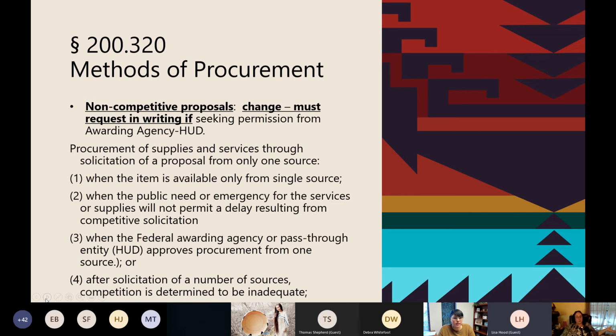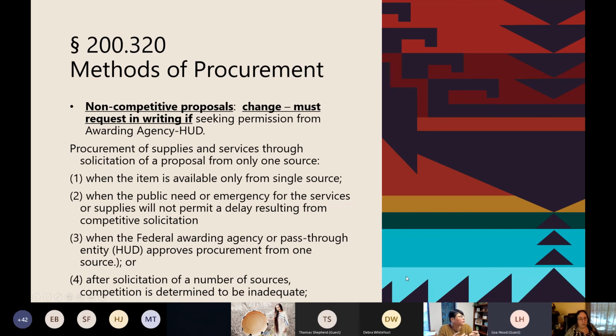When the public need or an emergency for the services or supplies will not permit a delay resulting from competitive solicitation. If my furnace goes down in the housing office in this type of temperature, I don't have time to put something out for 14 days. I would lose the water, flood the building. Certain times like that, it's an emergency. When the whole thing needs to be replaced, there's certain items. You call up the HUD office and you say, hey, it's 20 below. I can't put this thing out for bids. May I please procure this way?